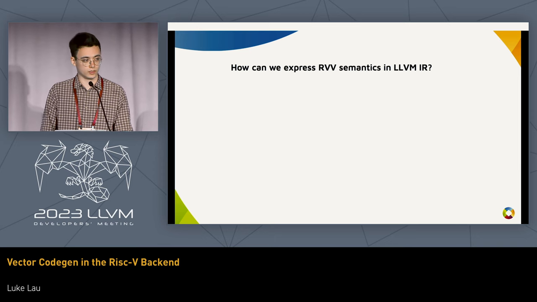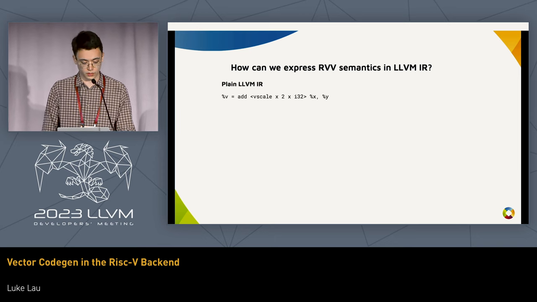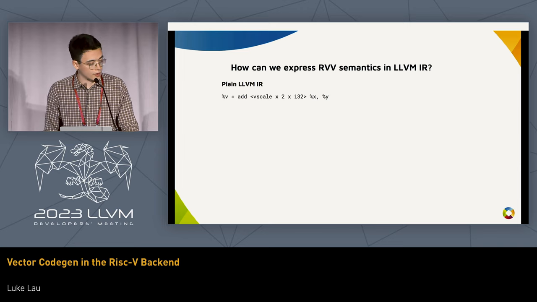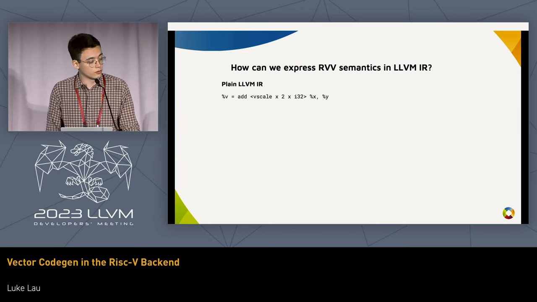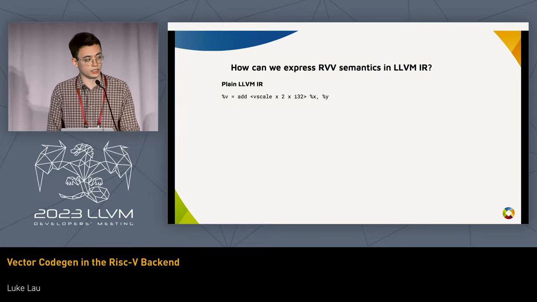So now that we've seen some of these features of RVV, we can start to ask, well, how do we control them? You saw in the first example, we have this plain old LLVM IR instruction that performs an add. And the only thing we can control here is the element width. That's just encoded in the type there, like i32.